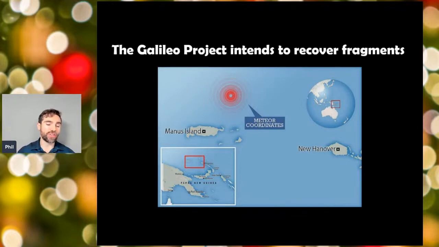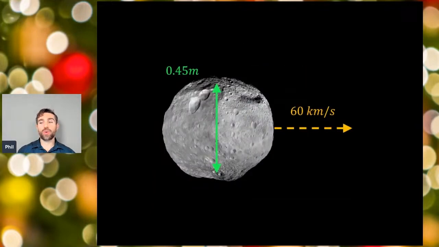So it's going to be very, very interesting. And we've had three objects now coming from a different system. And this was about the size of the object they expected. So just under half a meter in diameter, and it was traveling about 60 kilometers per second.